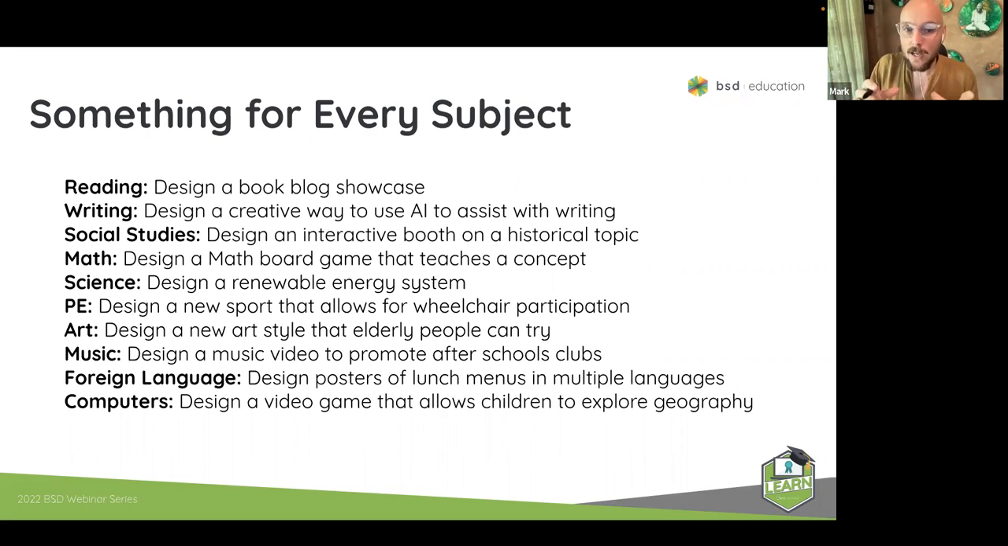So sometimes in design thinking, I'm a little bit more general and vague, like in science, design a renewable energy system. But in PE, I added specificity, design a new sport that allows for wheelchair participation. So we're narrowing down the field of design so we can be more focused. That's also a handy way to enhance the design. Art, design a new art style that elderly people can try. So once again, we're narrowing the definition.